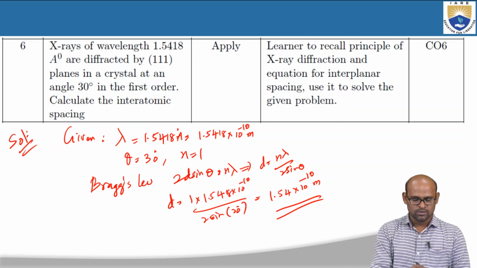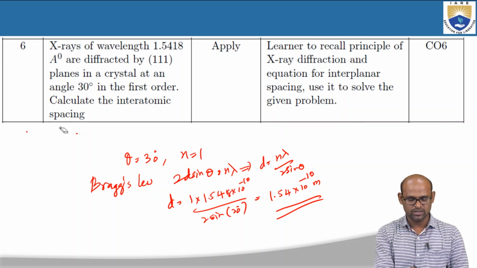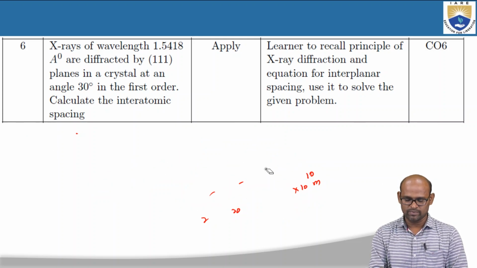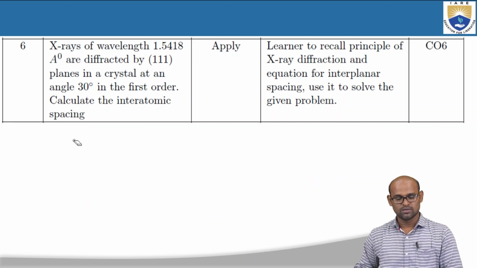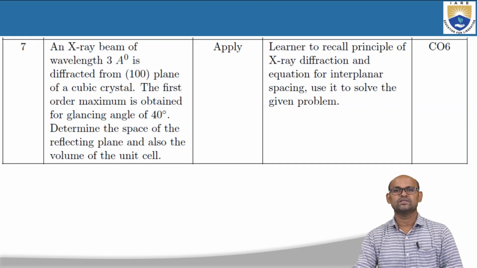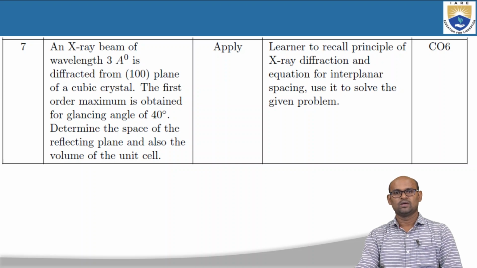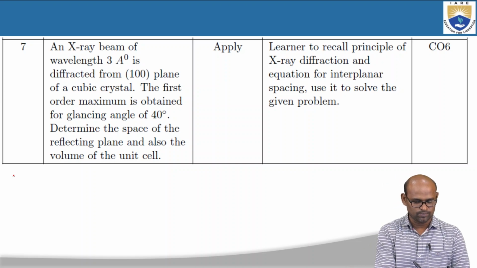So let's go to the next problem. We have used Bragg's equation here also in this problem. We can use Bragg's equation to calculate various parameters like interatomic spacing, wavelength, and order of diffraction, right? So the next problem is: an X-ray beam of wavelength 3 angstrom is diffracted from the 100 plane of a cubic crystal. The first order maximum is obtained for a glancing angle of 40 degrees. Determine the spacing of the reflecting plane and also the volume of the unit cell.